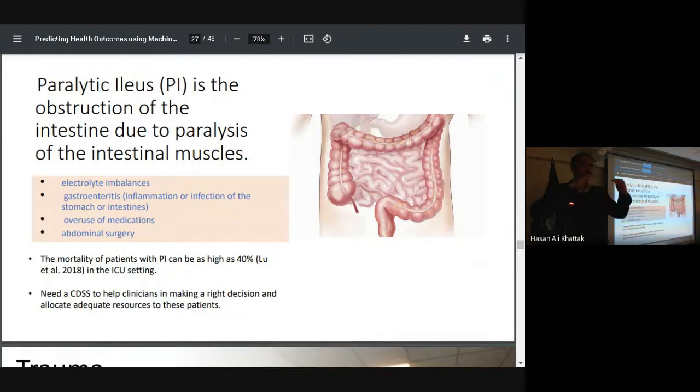And when we reduce the mortality, that means we are reducing the expenses and overall improving the quality of care. Therefore, we realized that there is a need to develop a clinical decision support system that could help clinicians make the right decisions to allocate adequate resources to these patients. This could also help the hospital administration, for example in sending trained nurses when a particular patient arrives.